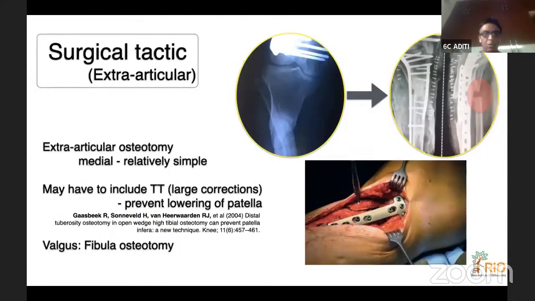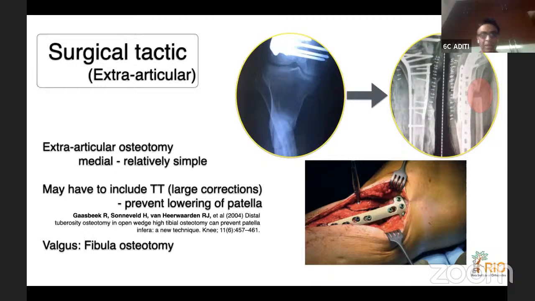The surgical tactic with regards to correcting malunions would be, if you are dealing with an extra-articular malunion from the medial side, they're relatively simple. Everybody is aware of how to do an HTO. Most often that is sufficient for treating extra-articular medial side tibial malunions. The only thing that you need to remember is that sometimes you may have to include the tibial tuberosity as well when you are doing large corrections. This is to avoid lowering of the patella when you undertake huge corrections after post-traumatic lesions.